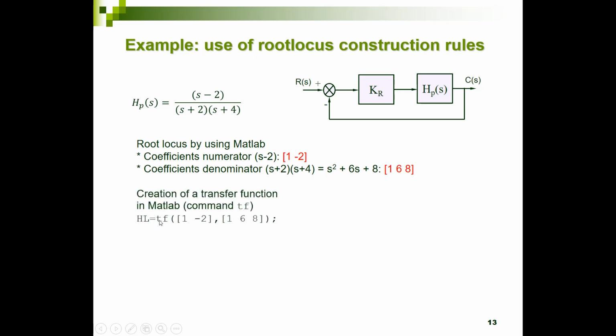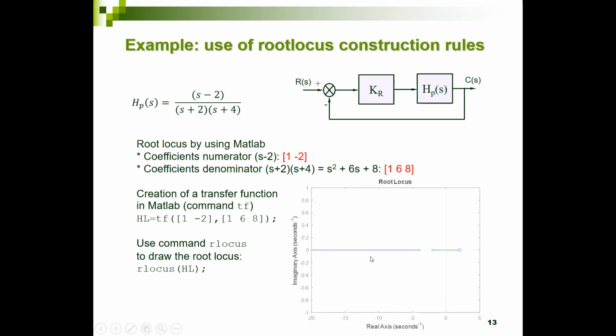Now we can use the MATLAB command tf, which is the transfer function. So we can define HL, the loop transfer function, which is equal to the transfer function of the numerator and the denominator. When we have defined that, we can use the MATLAB command rlocus to draw the root locus. When we add this in MATLAB, we get this as the root locus plot, and it's exactly the same plot as we calculated by hand.